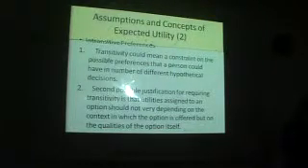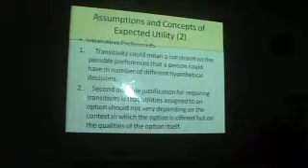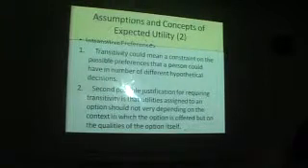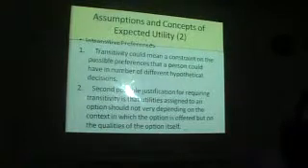Second possible justification for requiring transitivity is that utilities assigned to an option should not vary depending on the context in which the option is offered, but on the qualities of the option itself. So if you have two options, you want to choose between them, you may choose based not only on the expected value, but also on certain qualities of the option.